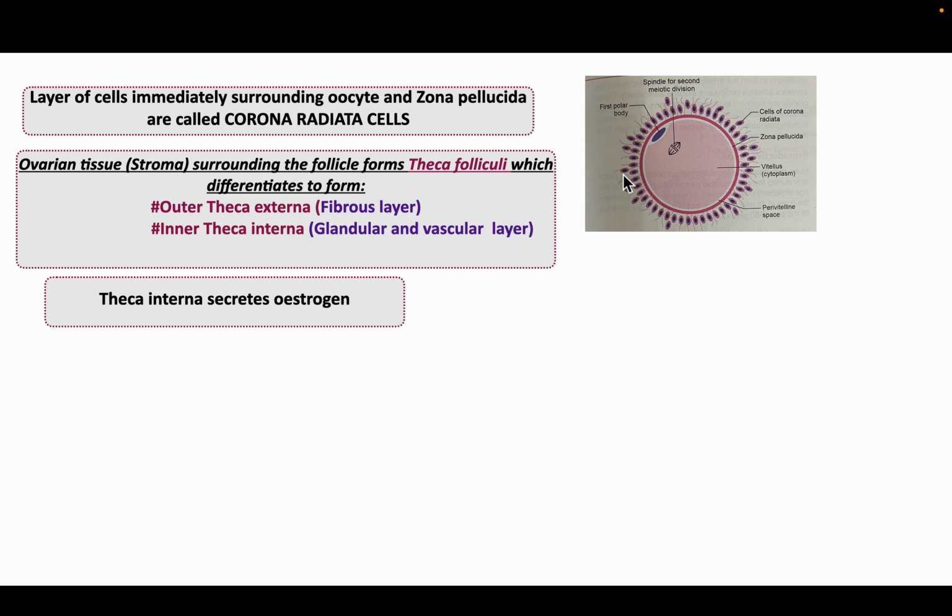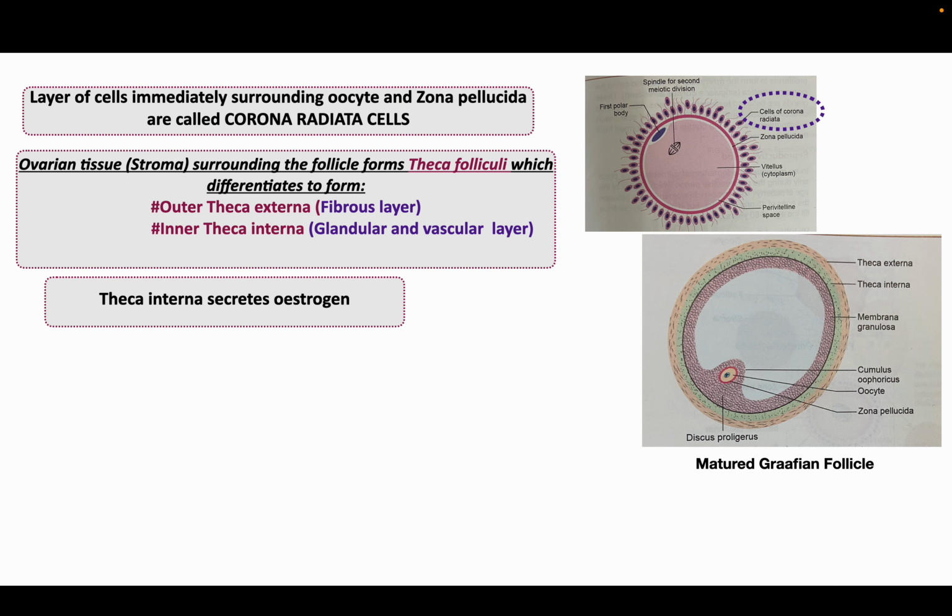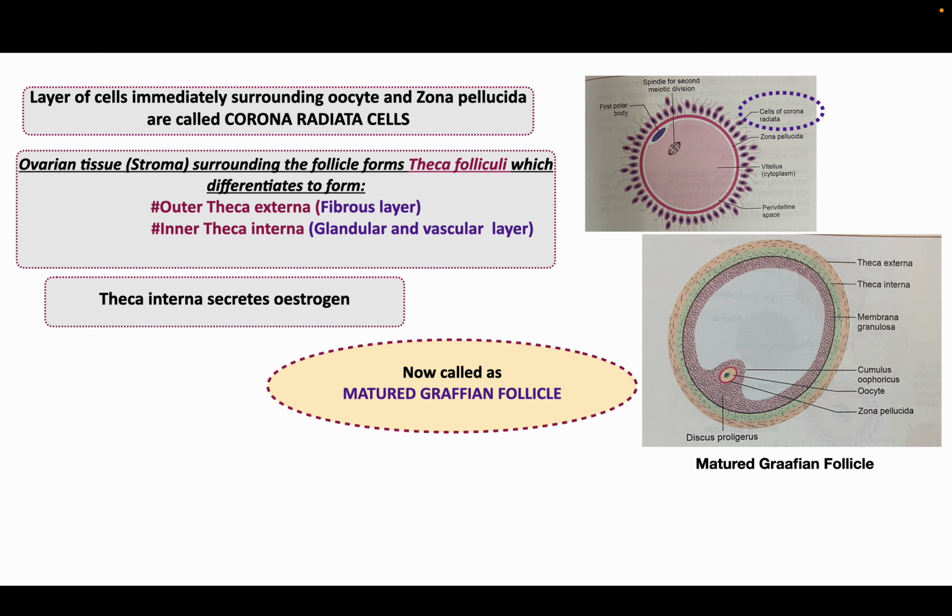Now the ovarian tissue which is present surrounding the follicle forms a theca folliculi, which differentiates to form the outer theca externa and inner theca interna. So the outer theca externa is a fibrous layer and the inner theca interna is a glandular and vascular layer. Theca interna secretes estrogen. Now it is called a matured Graafian follicle.